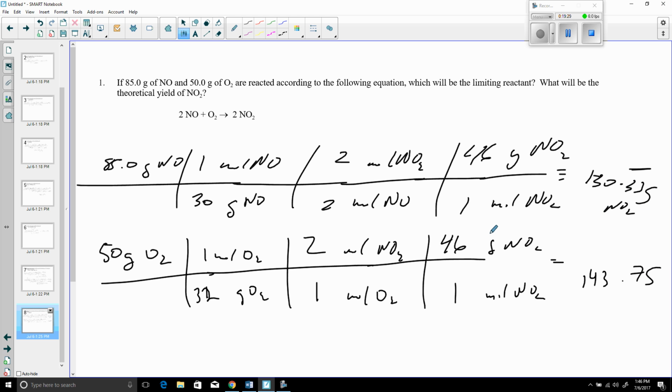So the question is, what is the limiting reactant? Which of these reactants, nitrogen monoxide or oxygen, produces the least amount of product, NO2? So our limiting reactant is nitrogen monoxide. Why? Because it produced 130 grams, whereas oxygen produced 143.75 grams of the nitrogen dioxide, rather. So then what will be the theoretical yield? Theoretical yield, TY, is this right here, 130.33, because it is limited by the amount of nitrogen monoxide that you have in the problem.